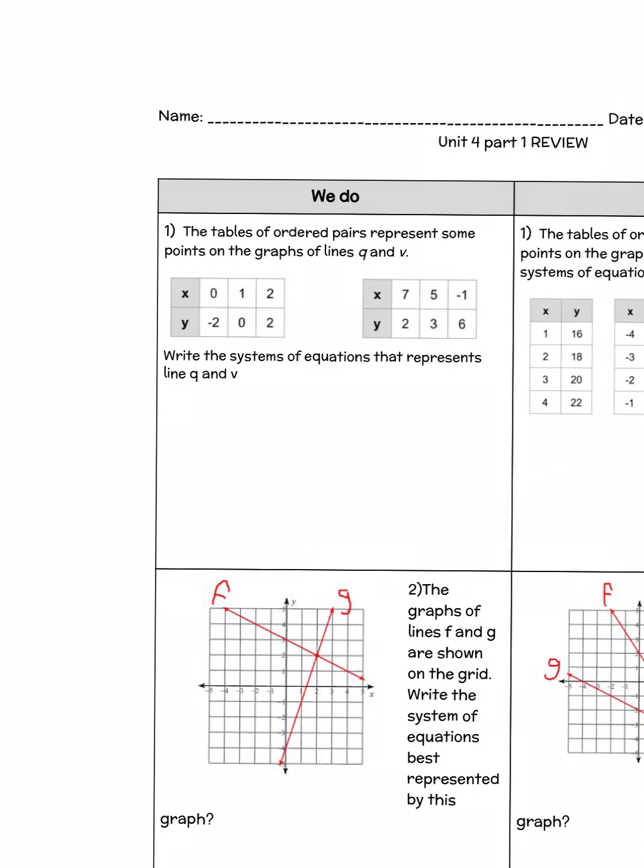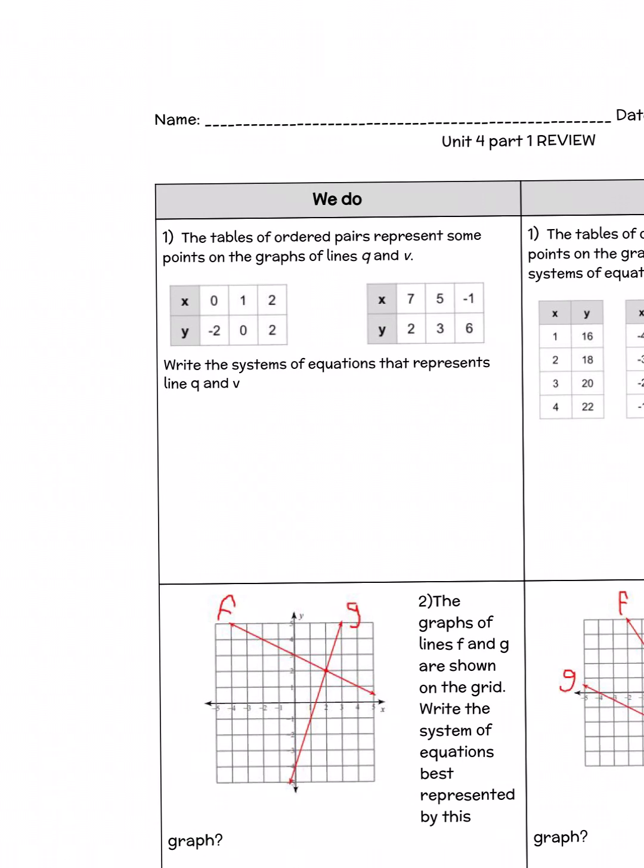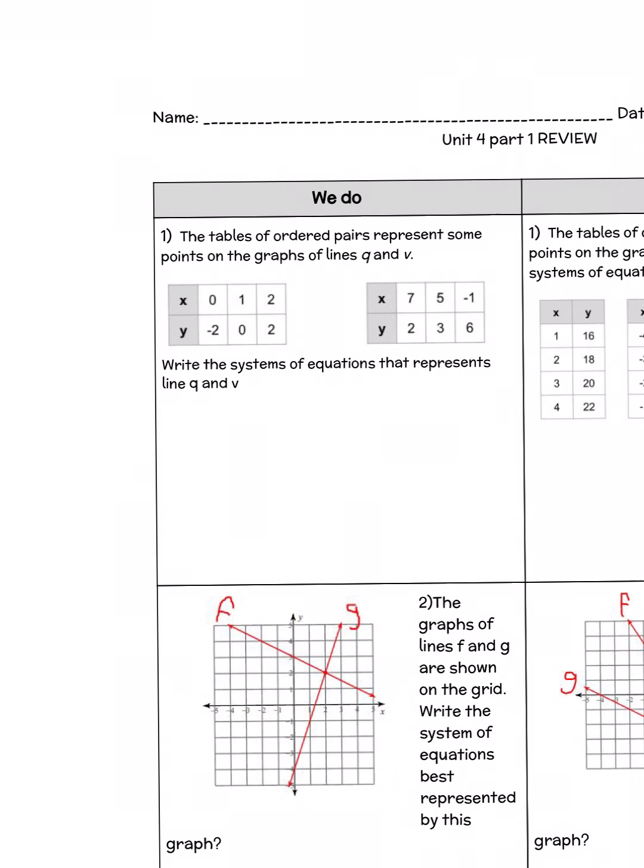Okay guys, this is the review for the 4A test that will happen on Friday. On question number 1, we're going to start looking at writing a system of equations from a table. The table of ordered pairs represents lines Q and V. So let's write the system of equations that represents this. First, we're going to take a look at table 1, and then we'll take a look at table 2.